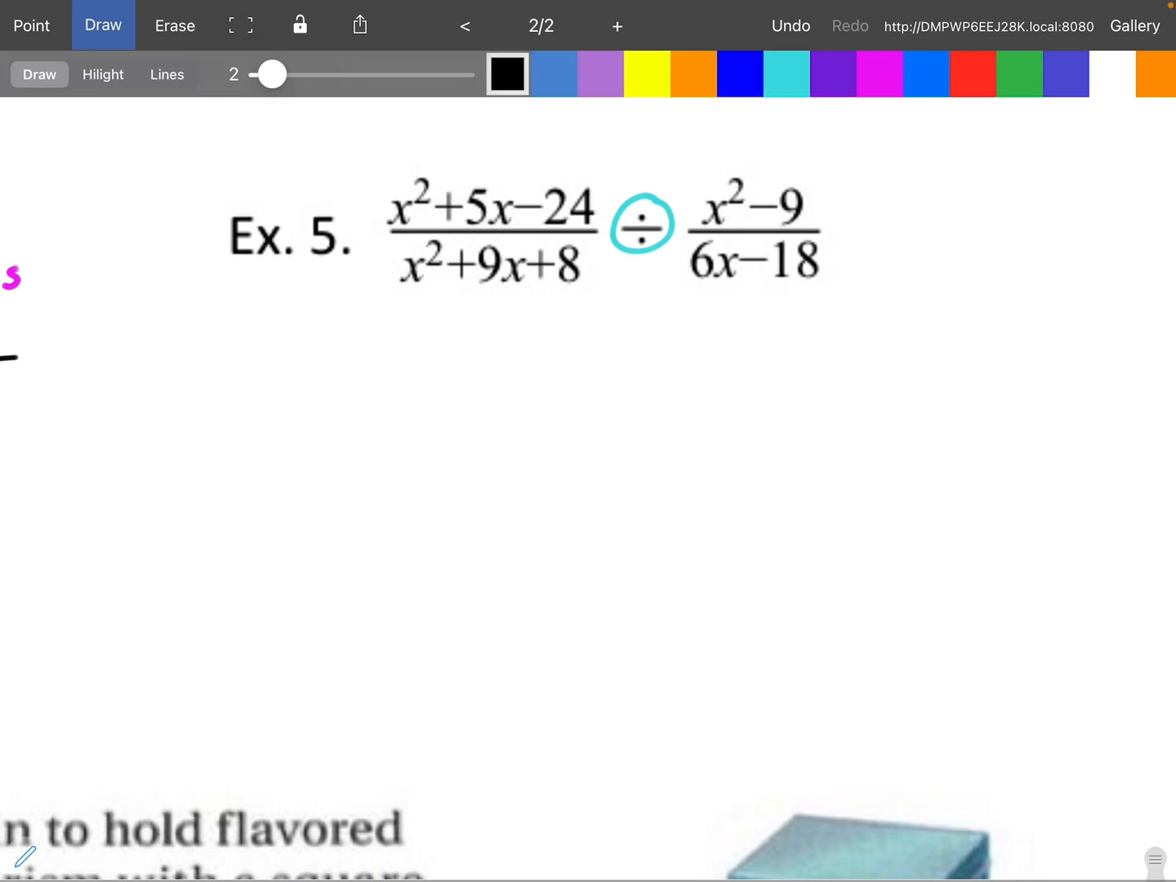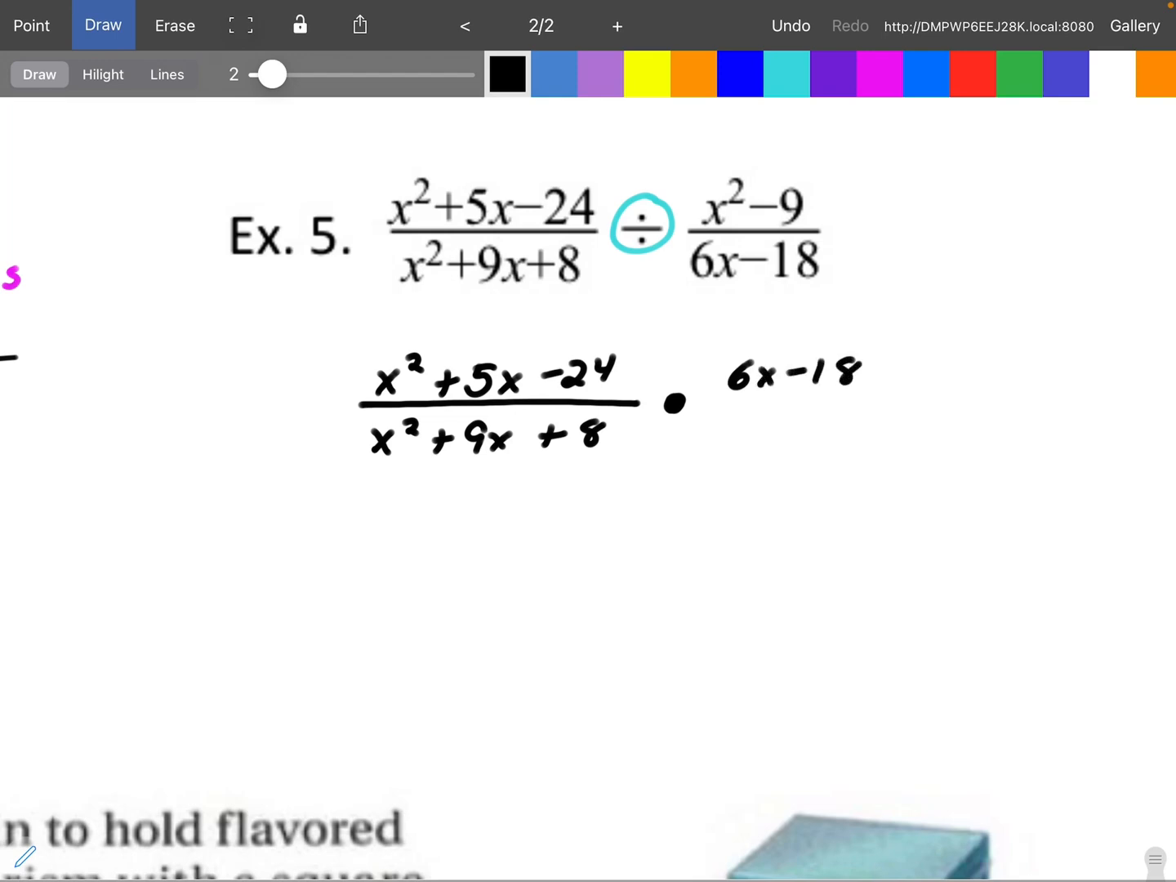All right, so keep, change, flip. We're going to keep the first fraction exactly as it is, x squared plus 5x minus 24 over x squared plus 9x plus 8. So that's our keep. Then we need to change the division to multiplication, and then we need to flip the second fraction. So 6x minus 18 will now go on top, and then x squared minus 9 will now go on the bottom. And now we need to factor each of these.